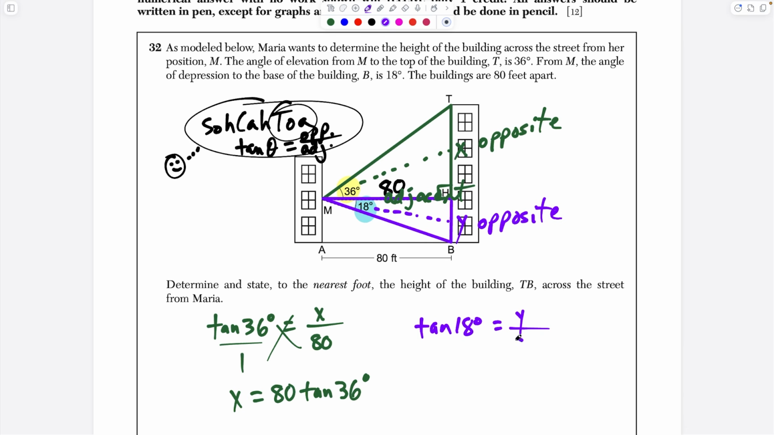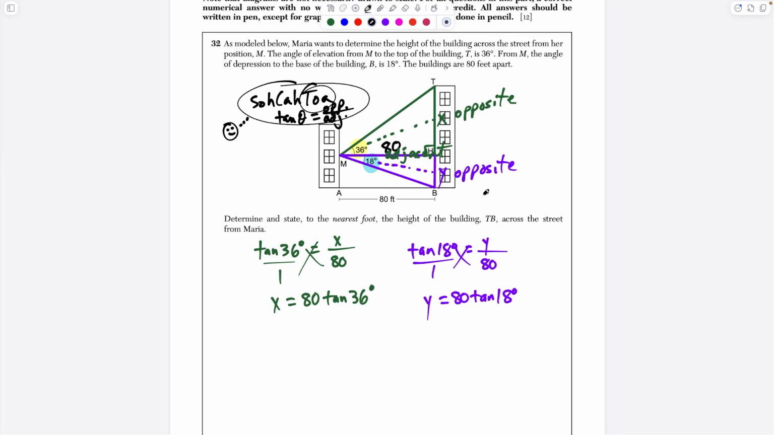That side is still 80 units long here, or 80 feet long if we want to use the actual units. And now we just cross multiply. So Y is equal to 80 times tangent of 18 degrees. Now notice here, our goal is to find the length of TB. And I can point out here that TB is equal to X plus Y.